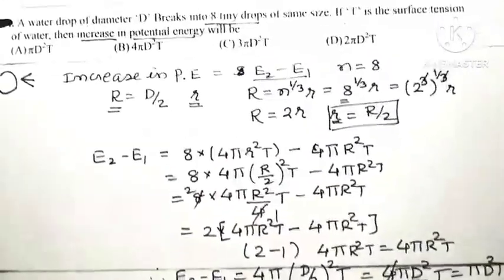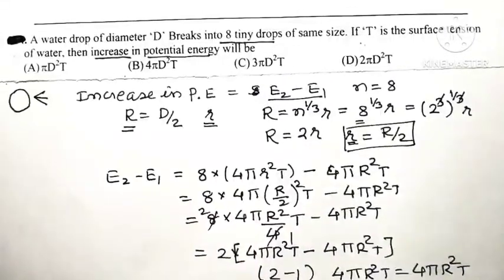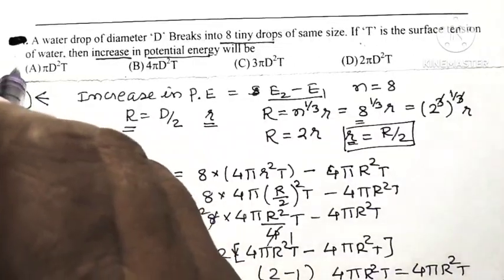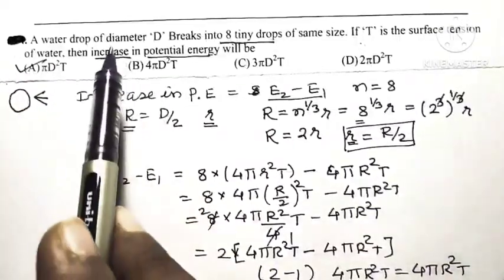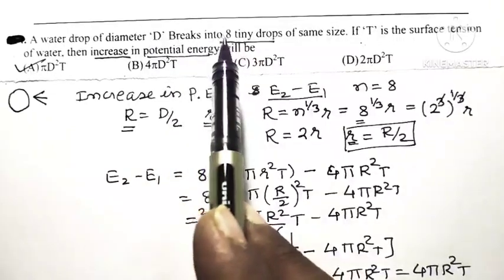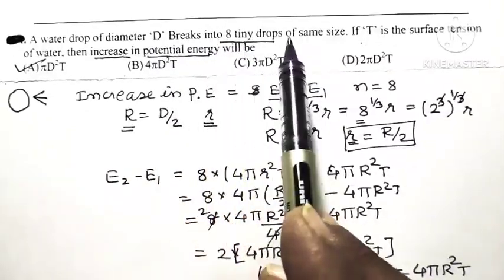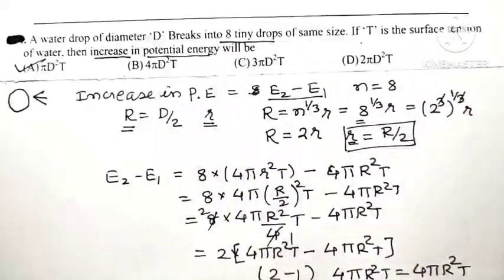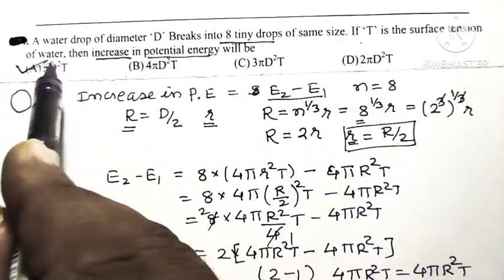So out of the 4 options, look at option number A. What is that option A? Pi D square into T. So whenever a single big drop of diameter D breaks into 8 tiny drops, the increase in potential energy is pi D square into T. So the correct option for this question is A.